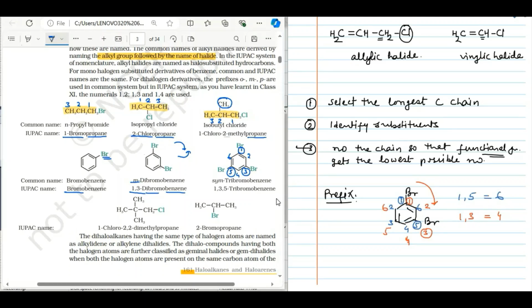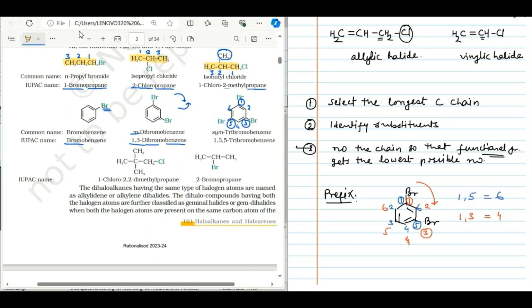Now let's try to name this molecule. First of all, select the longest carbon chain that contains your functional group. So here again you will get a 3 carbon long chain that contains your functional group chlorine. Now identify the substituents. There is one methyl substituent and another methyl substituent. Now number this chain so the functional group gets the lowest possible number. So here we will number it from the right direction 1, 2 and 3. Chlorine gets the first number and both the methyl groups get second number.